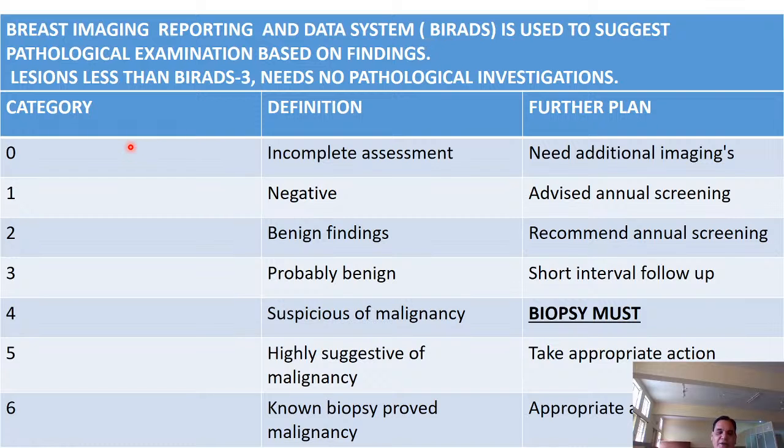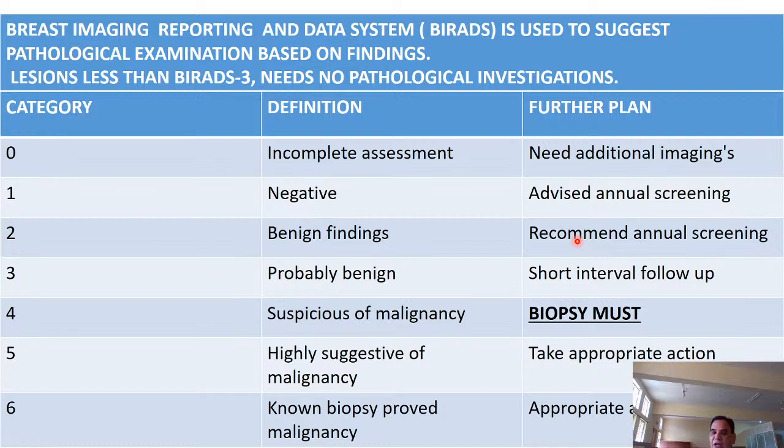So, what are the categories? There are 7 categories: 0, 1, 2, 3, 4, 5, 6. What do they stand for? Incomplete assessment, negative assessment, benign findings, probably benign, suspicious for malignancy, highly suspicious, and known biopsy-proven malignancy. And what is the importance? In grade 0, you need further investigations. For negative, annual screening, because you cannot say a patient cannot develop cancer, so it is a screening.